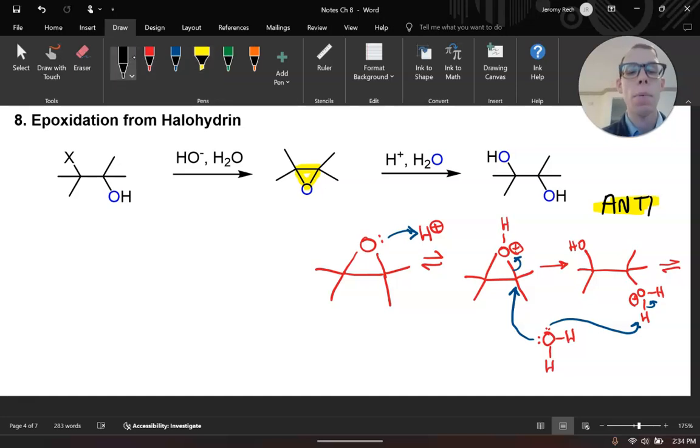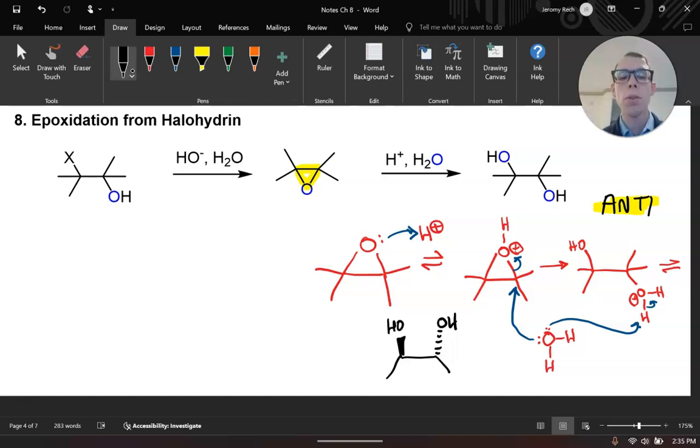If you had a product with a structure like this, and you went to, actually it's misleading. If you had your two OHs, you would add one as a wedge and the other as a dash, and they're going to be on opposite sides. And that's from opening an epoxide, which is just like opening a bromonium.